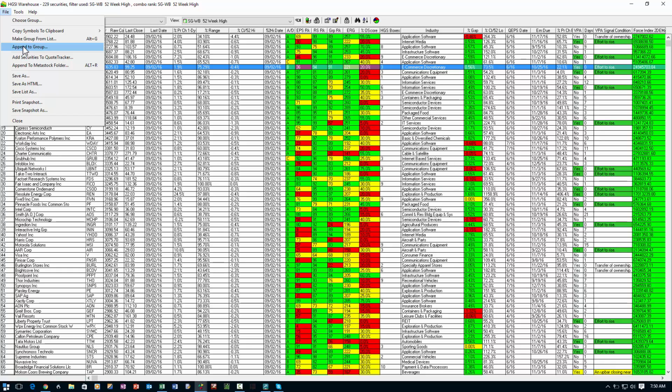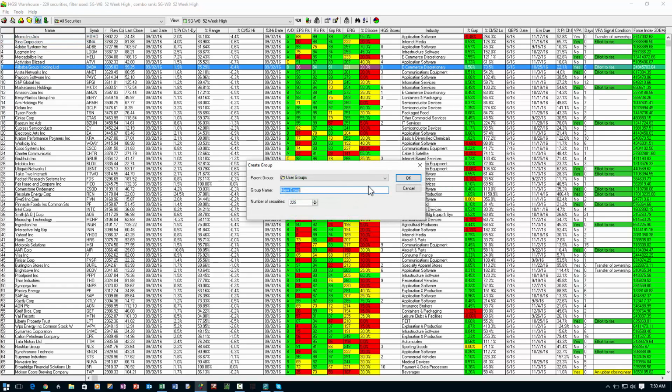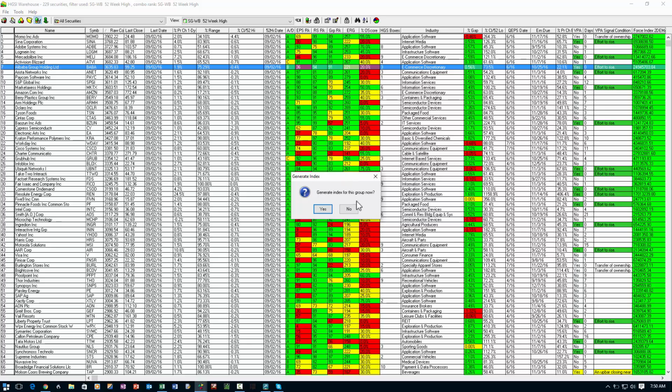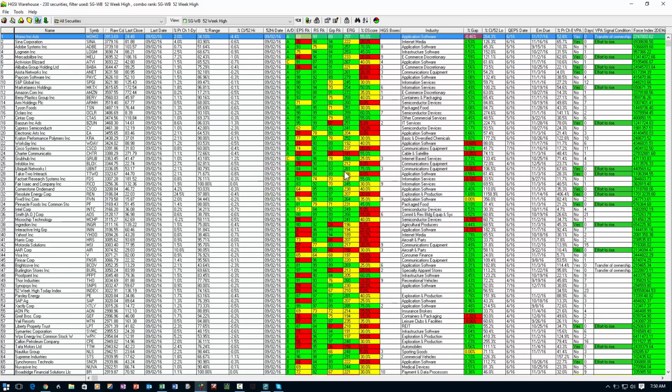I want to make a group from the list. 52-week high. Wish I could type. It's early in the morning today. 229, that's going to include the index. I'll just leave the index in there. And let's, in this instance, just go ahead and generate an index and see if I can.